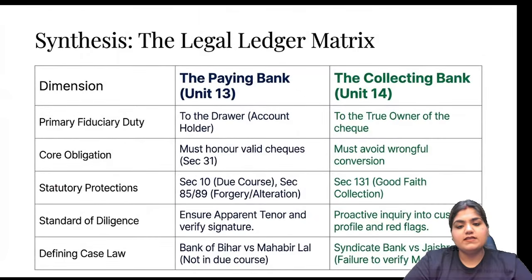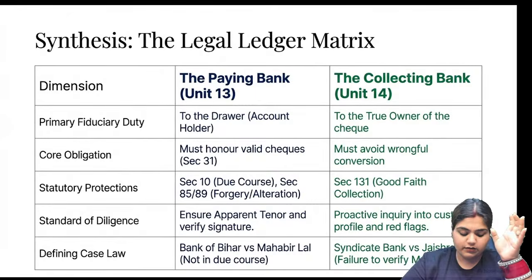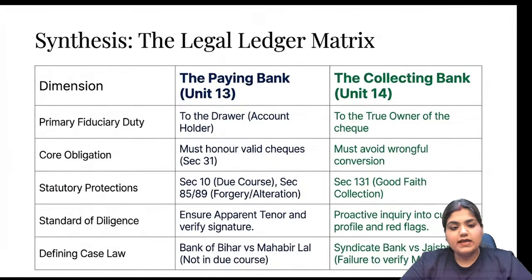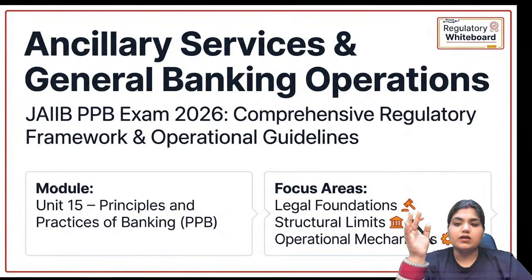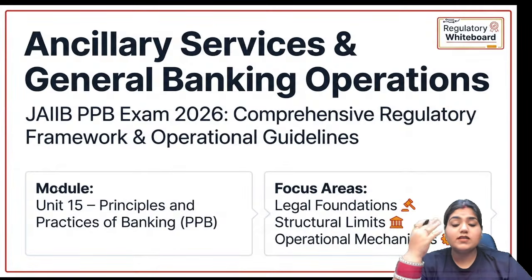Next question, C. This is the difference between Module 13 or Unit 13 and 14. You need to go through this, download this PDF and go through these things. Next unit, sorry. Unit 15, the ancillary services. Ancillary services means the extra services. What are the extra services provided by the bank to the customers?